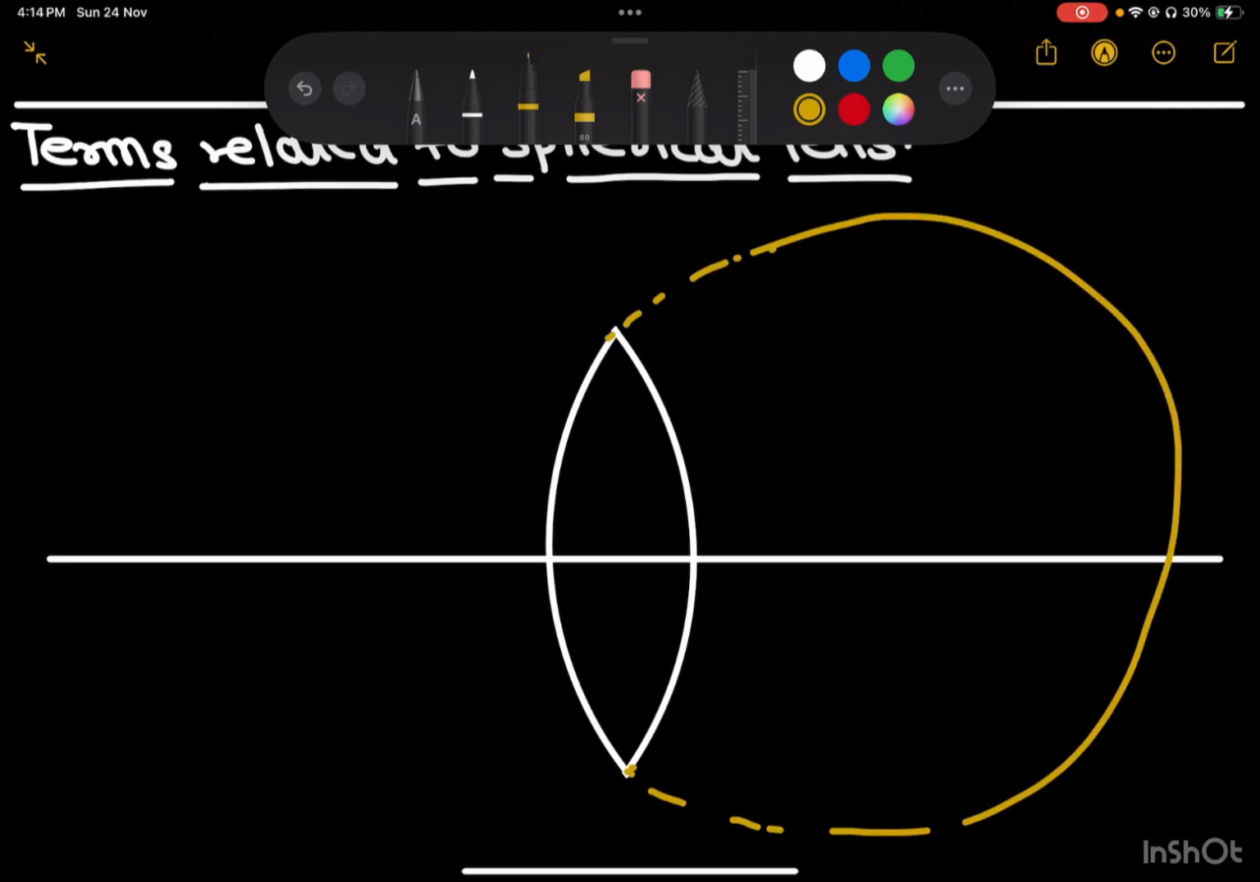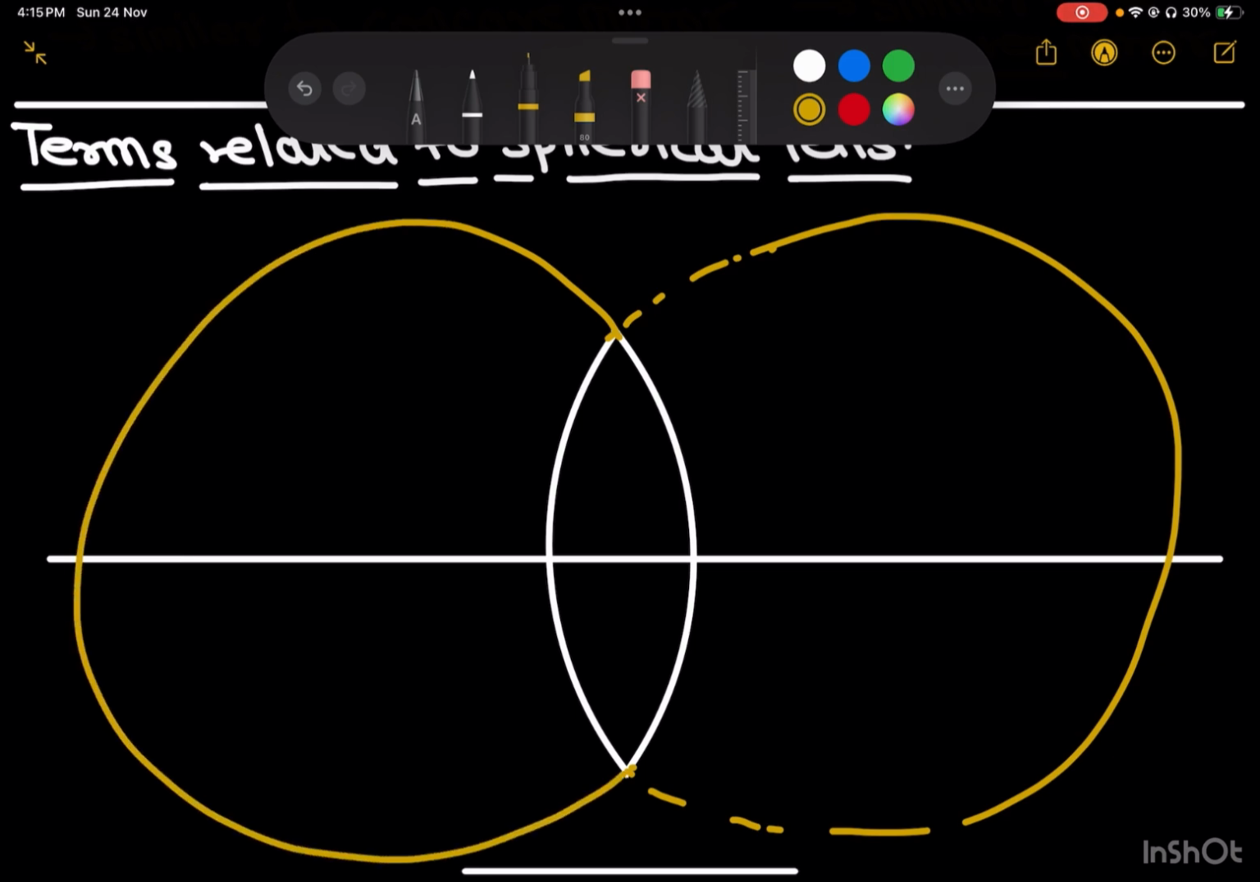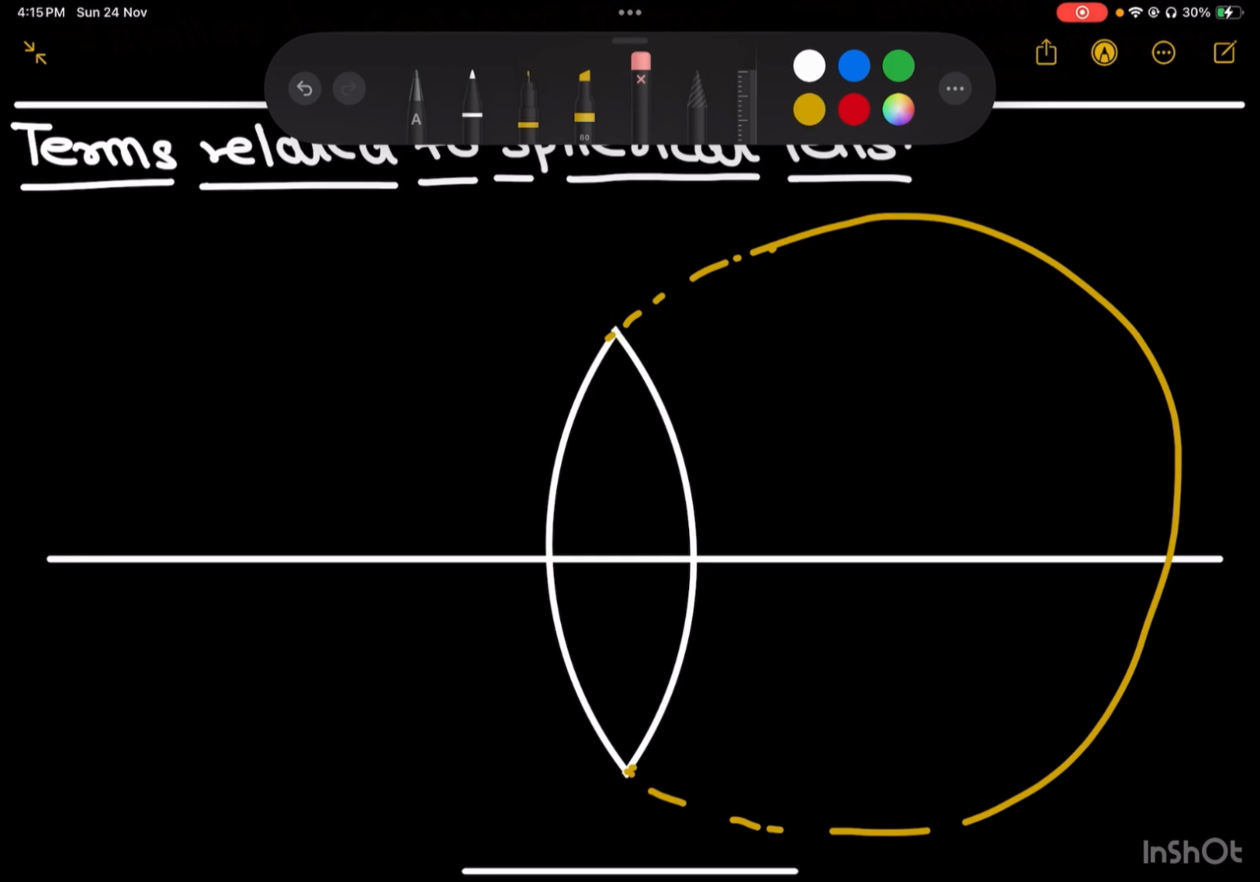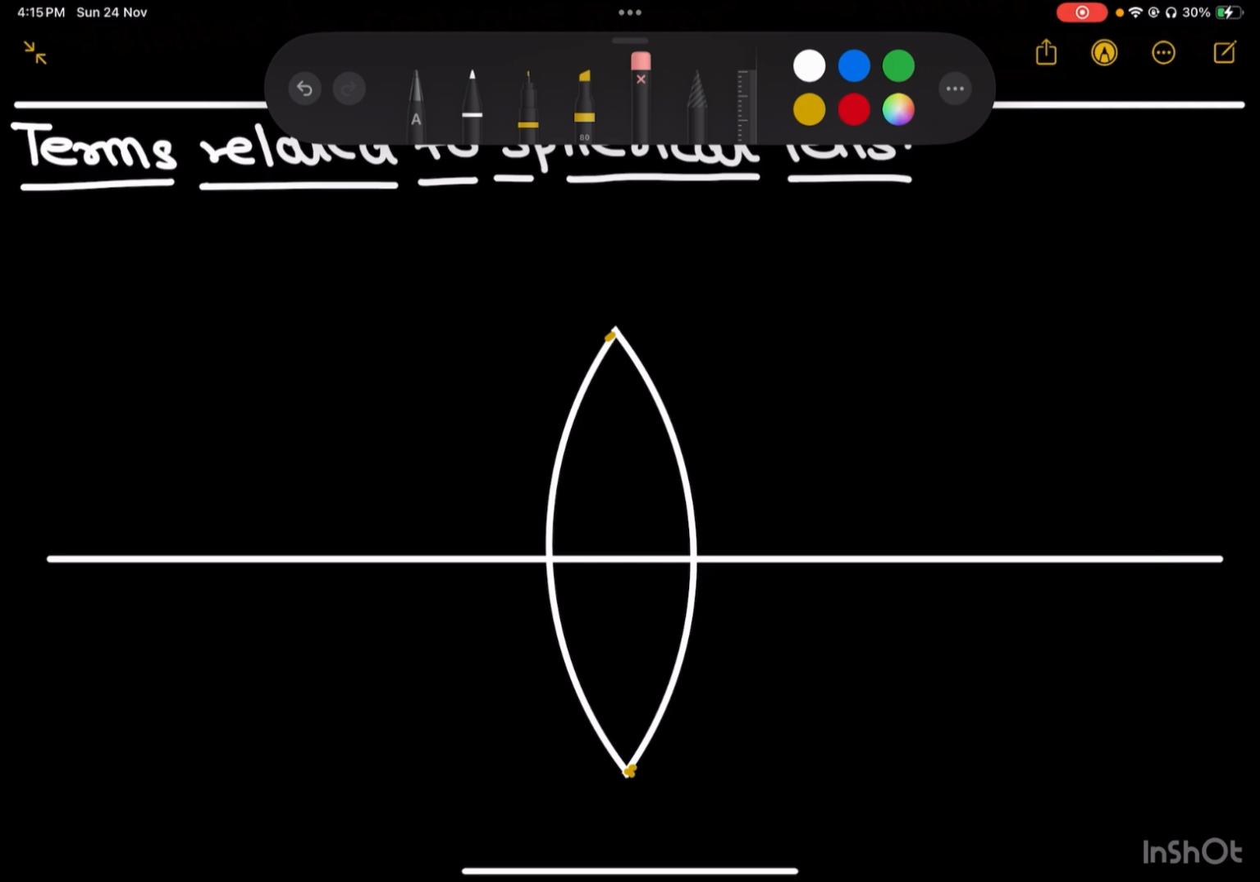This is one sphere, for example, and this is another sphere. Okay, so both of these spheres have their own centers, right? Those centers are known as the center of curvature for the lens. So here, say this is the center of curvature, and here, this is the center of curvature.